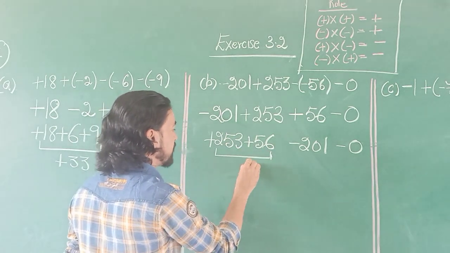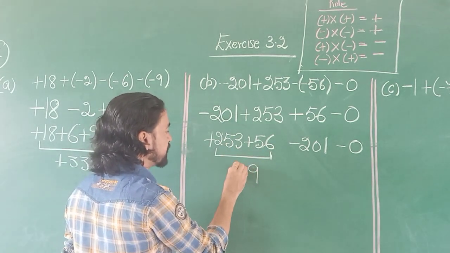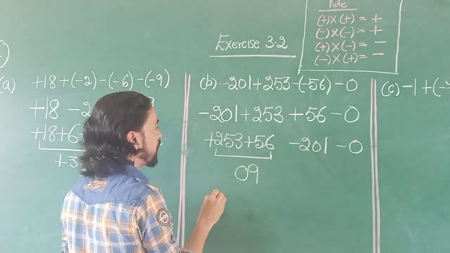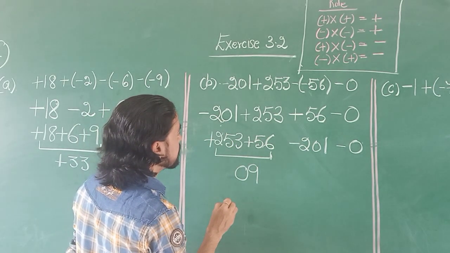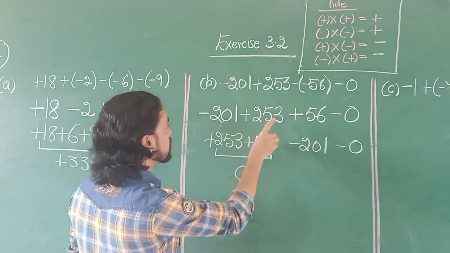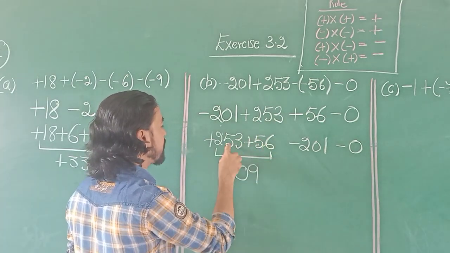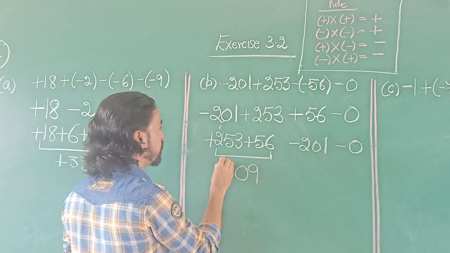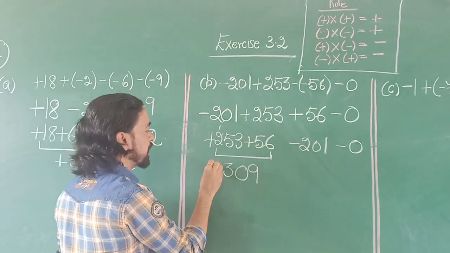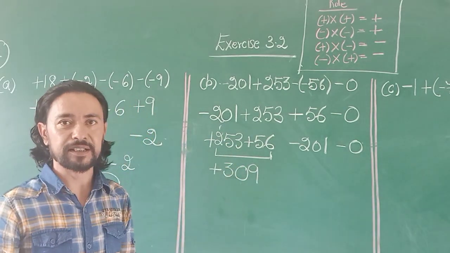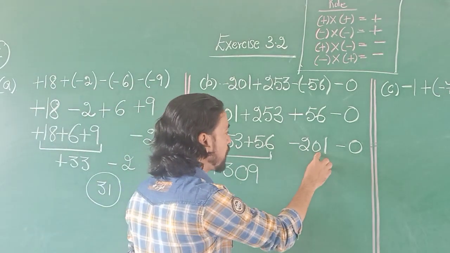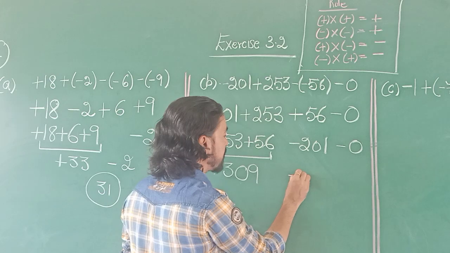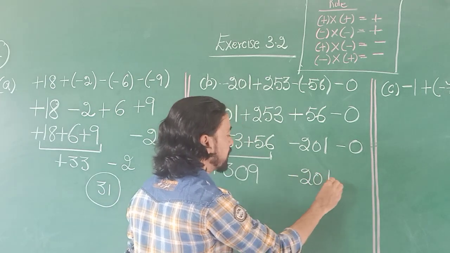6 and 3, 9. 5 and 5, 10. Carry 1, 2 and 1, 3. So I get a positive 309. Minus 201 minus 0 will give me minus 201.